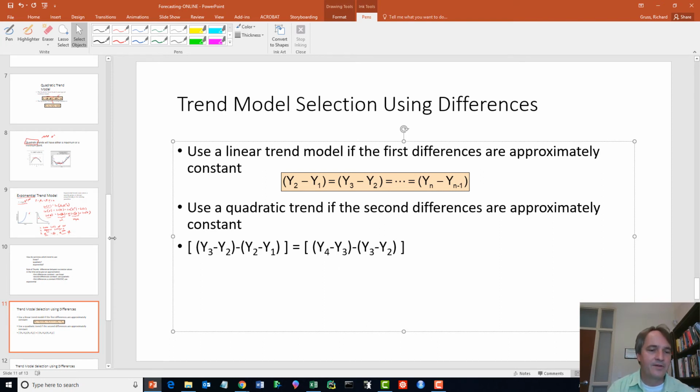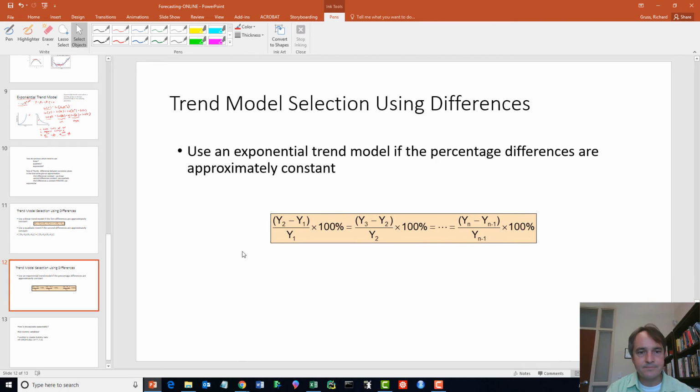Okay, and finally exponential. So you can use an exponential trend if the differences are percentages of the lower one. So the difference from 1 to 2 divided by 1 times 100. So if these percentages are always the same. So if something grows as a percentage of its existing quantity, that's the definition of exponential growth. Okay. All right. But as I said, usually you can do those by eyeballing the time series.